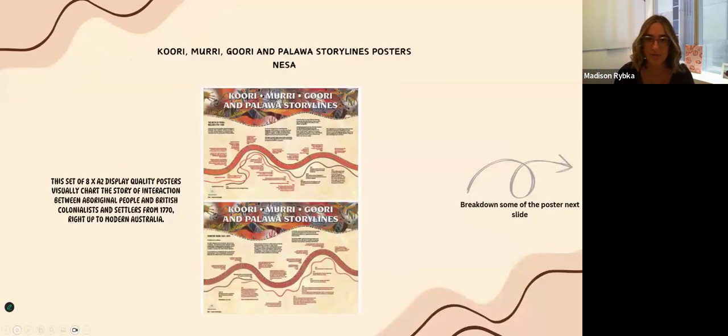So this is an awesome storyline poster from Nessa. So it's Koori, Murri, Goori, and Palawa storylines. So all different Indigenous people. As you know, Koori people are down in New South Wales. They refer to themselves as Koori. You may have heard of the Koori Knockout, where all Indigenous, Aboriginal and Torres Strait Islander people in New South Wales gather together to play football.